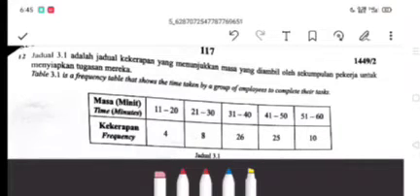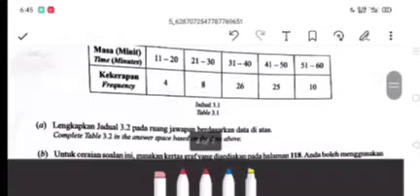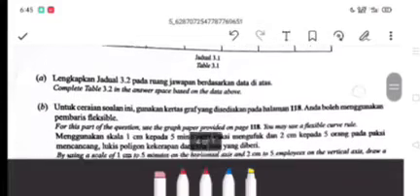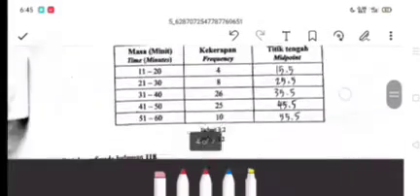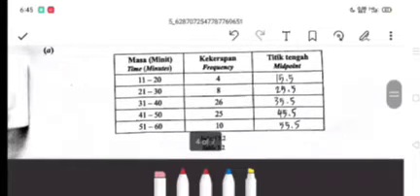Question 12. Table 3.1 is a frequency table that shows the time taken by a group of employees to complete their tasks. Question A. Complete table 3.2 in the answer space based on the data above. So this is the table. It wants us to fill in the midpoint. To find the midpoint, we use the lower limit of the class in the time column plus the upper limit and divide by 2. The midpoints are 15.5, 25.5, 35.5, 45.5, and 55.5.